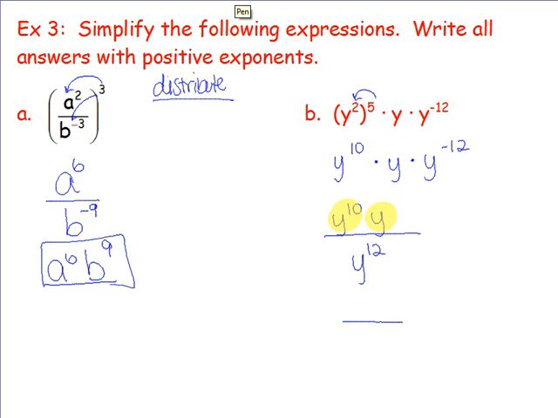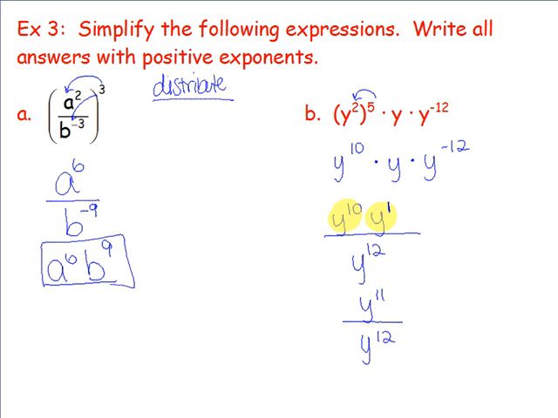So I'm adding. Well, 10 y's plus, how many y's are there? Hopefully you're saying, well, there's 1. And that's absolutely correct. If you're missing an exponent, it's always a 1. 10 plus 1 makes 11 y's on the top. Well, we still have 12 y's on the bottom. So we are not done combining like terms.